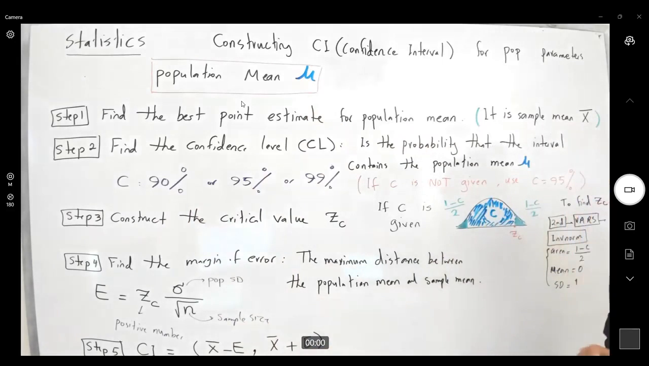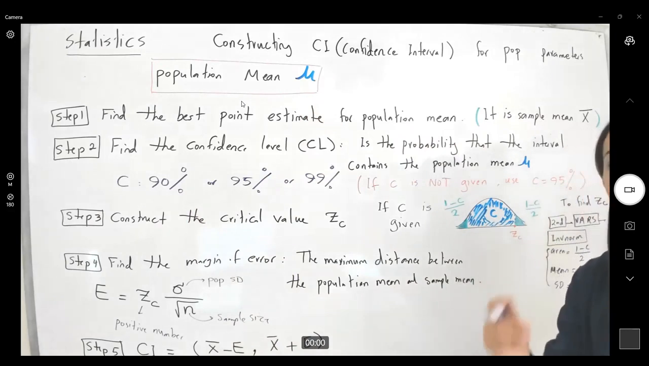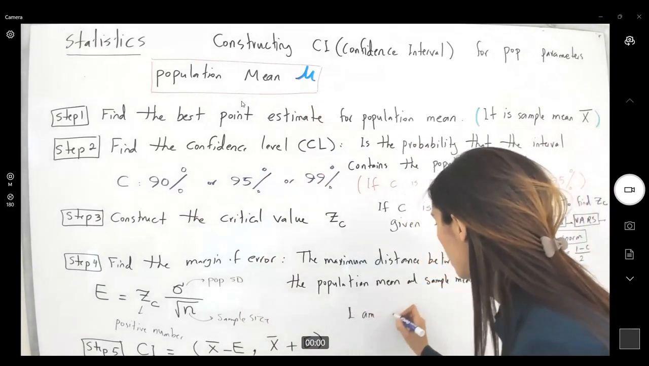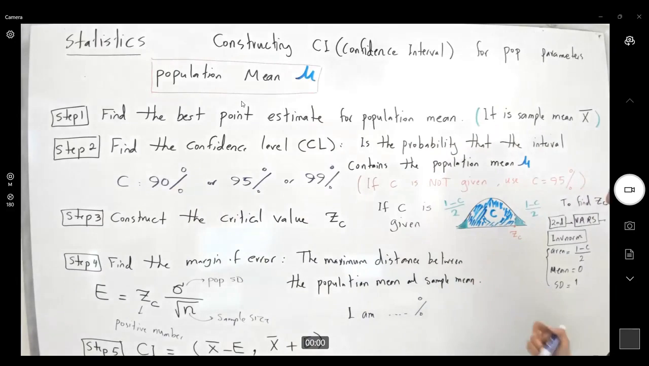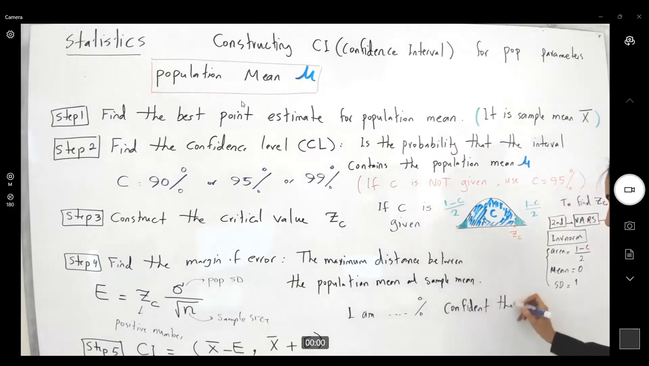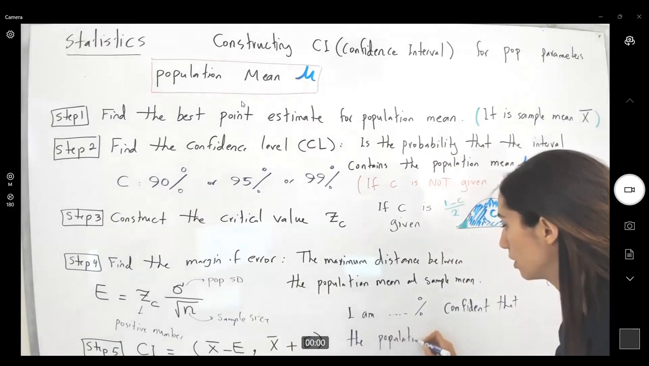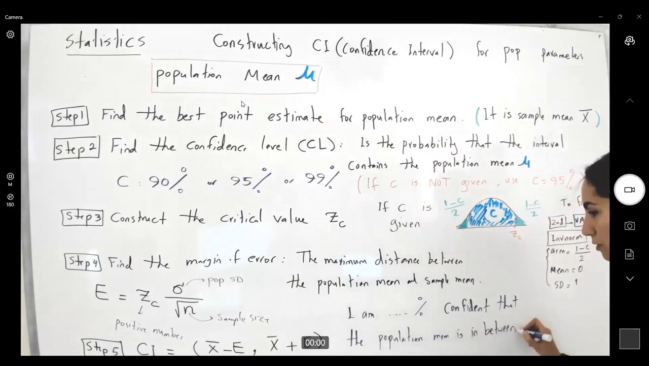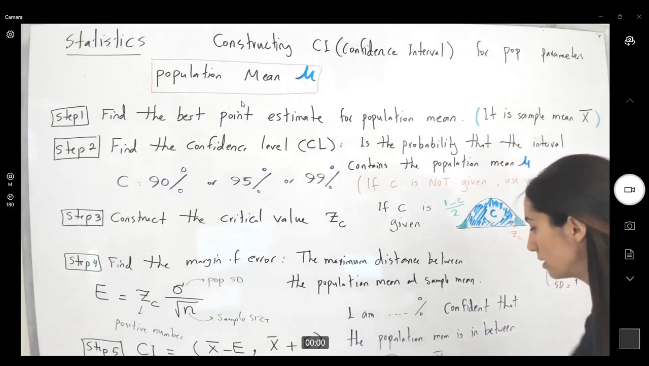So the last part, when you're generating your report to the boss, you're going to write a small interpretation. I am blank percent. It can be 90%, 95%, 99%, or other values. Confident that the population mean is in between what? X bar minus E and X bar plus E.